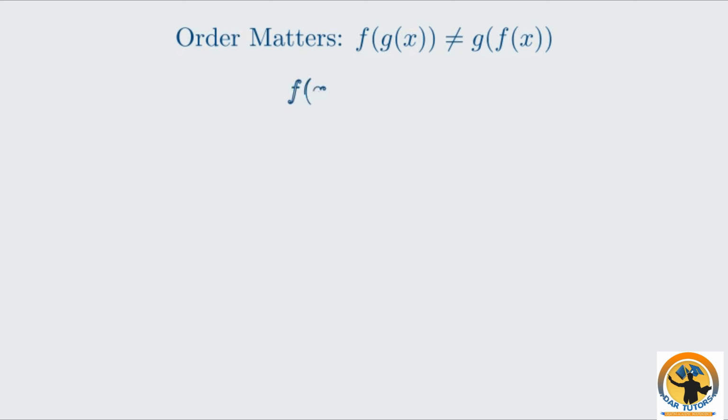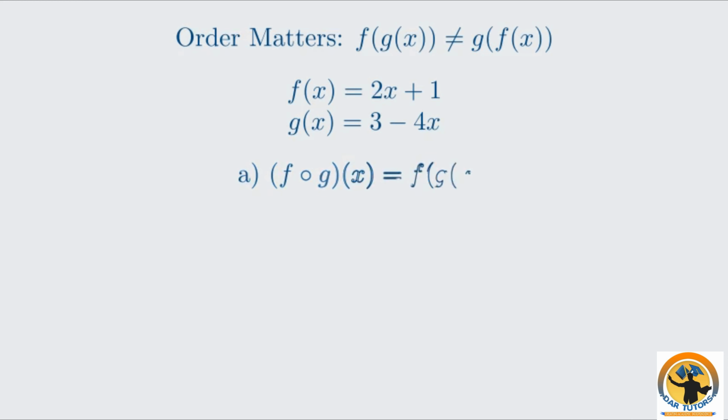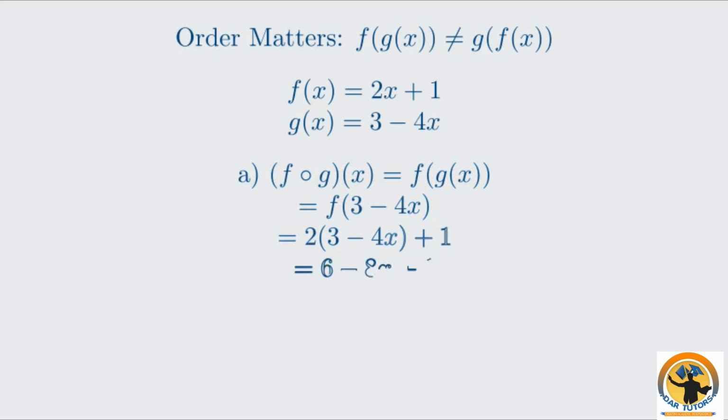First, let's find FOG(x), or f of g of x. We start by substituting the entire function g of x into f of x. So we have f of (3 minus 4x). Our function f says to multiply its input by 2 and add 1. Doing this, we get 2 times (3 minus 4x) plus 1. Expanding and simplifying, we find that FOG(x) equals 7 minus 8x.